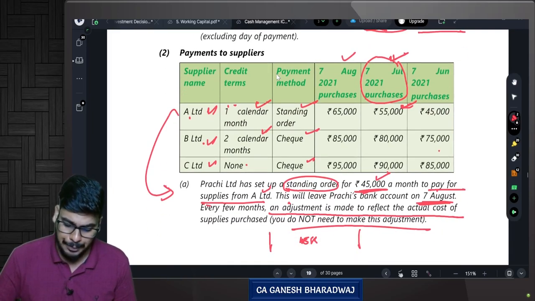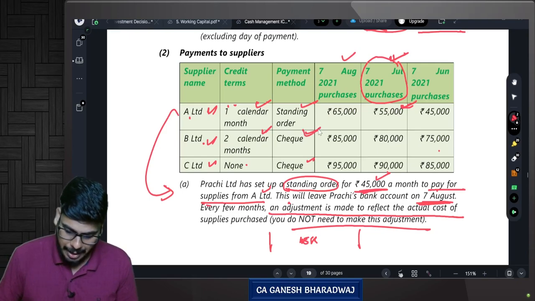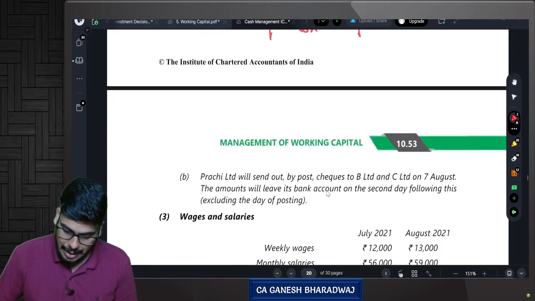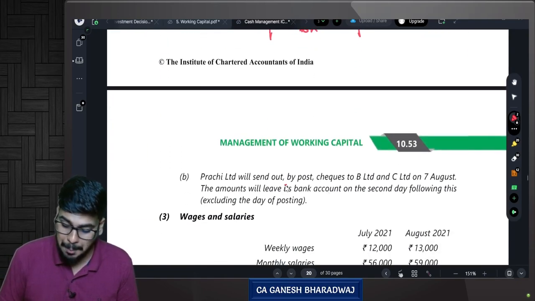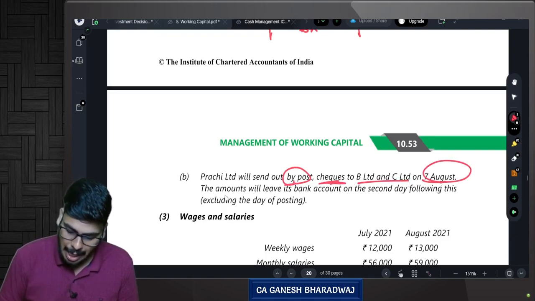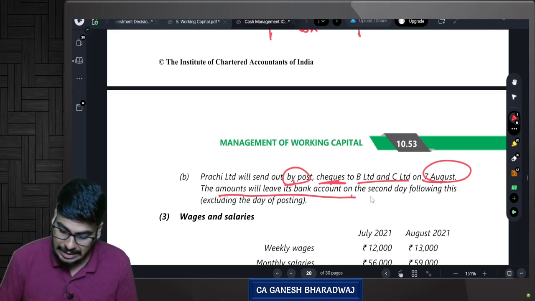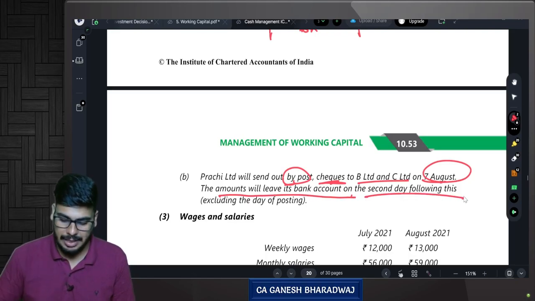Then what happens? Now, B Limited, check payment. So now what have they said? Prachi Limited will send out by post the checks to B and C Limited on 7th August. The amounts will leave its bank account on the second day following this day of posting.